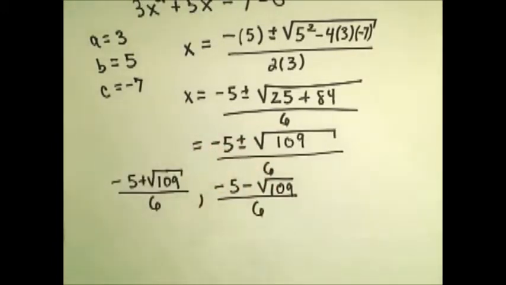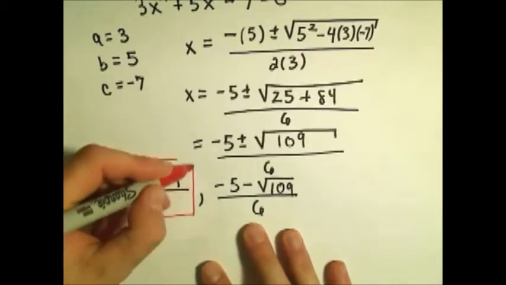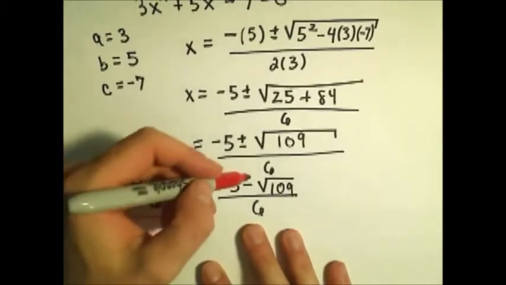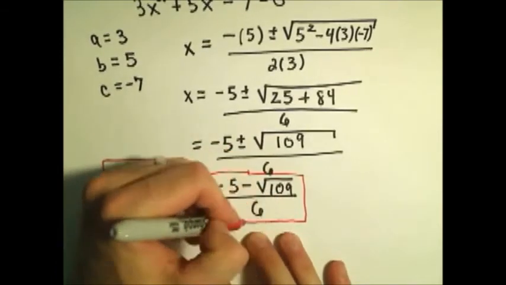And here we could start trying to break down 109, trying to reduce it a little bit. But if you play with it a little bit, maybe you'll find something that divides into it. To me, I'm pretty sure that 109 is actually a prime number, so this isn't going to factor any further. We're not going to be able to reduce it in any meaningful way. So these would simply be our two solutions: negative 5 plus the square root of 109 over 6, and negative 5 minus the square root of 109 over 6.